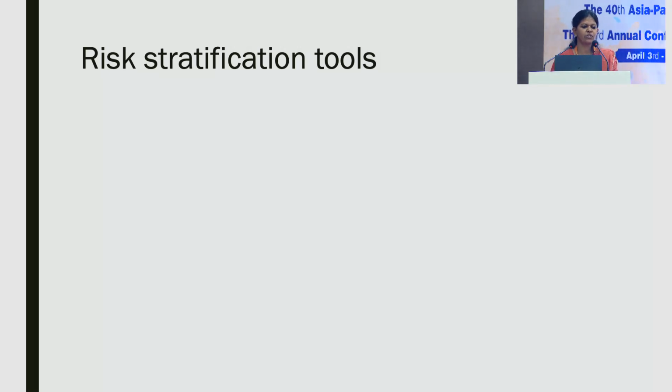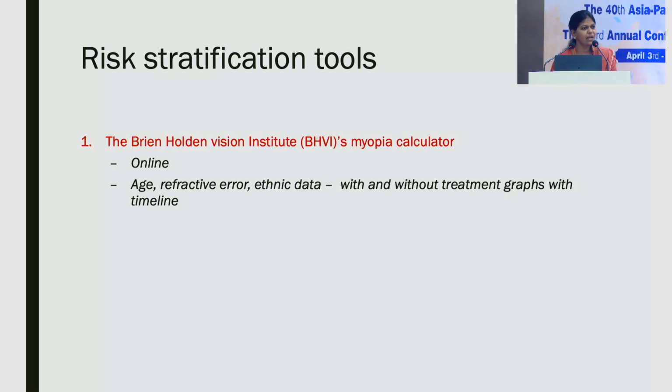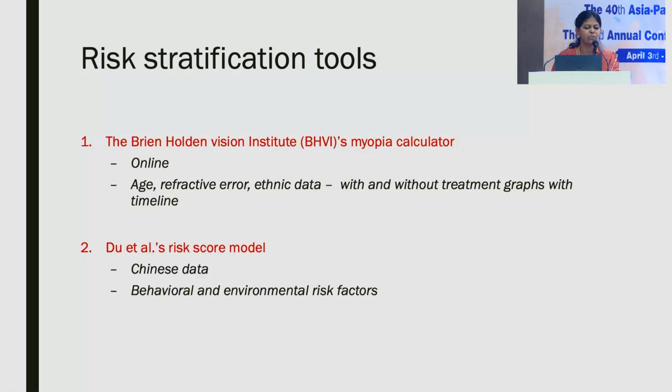Yes, people have tried to study that. So there are some calculators, called the Brien Holden Vision Institute calculator, which is online. So you feed in data like age, refractive error, ethnic data, with and without treatment graphs. It gives you, if you treat myopia, what happens in the next 4 or 5 years. If you do not treat, what happens. So we can give a guideline to the parents and for ourselves, and then initiate treatment.